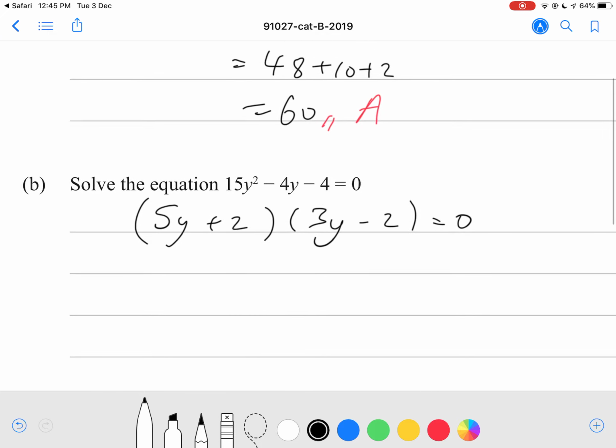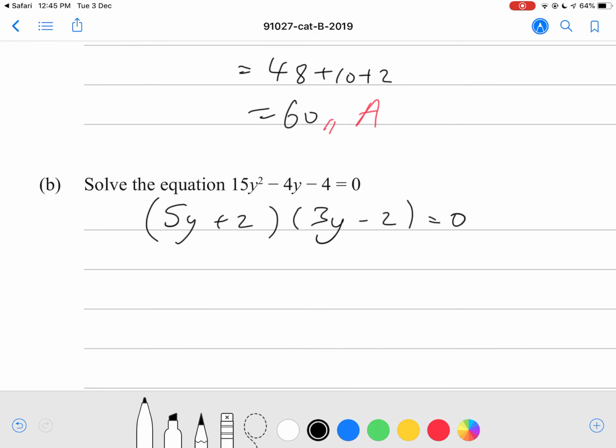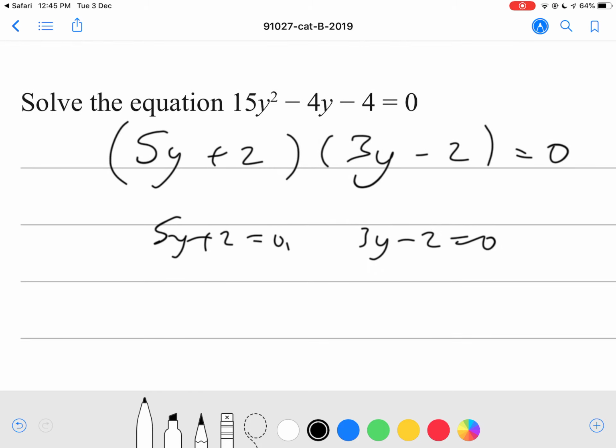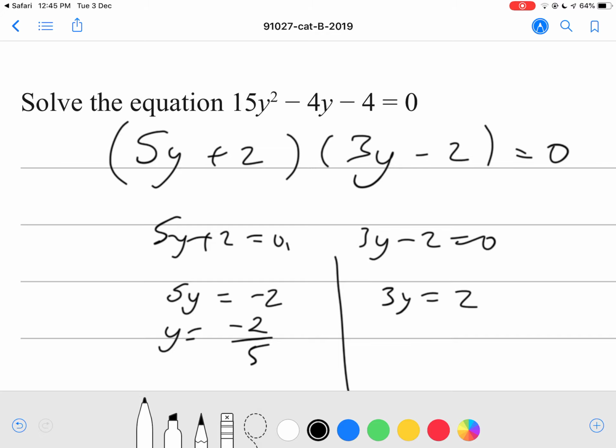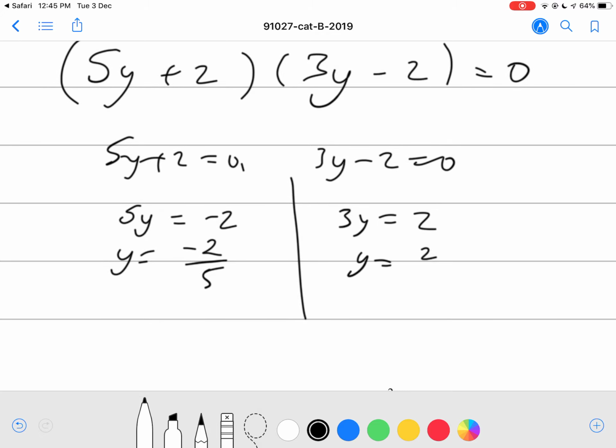So you factorize and then you solve. So let me double check. Yeah, that looks right. So 5y plus 2 equals 0, or 3y minus 2 equals 0. So in this case, we'll have 5y equals negative 2, so y equals negative 2 over 5. And in this case, we'll have 3y equals 2, and therefore y equals 2 over 3.